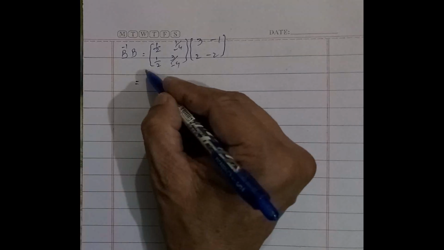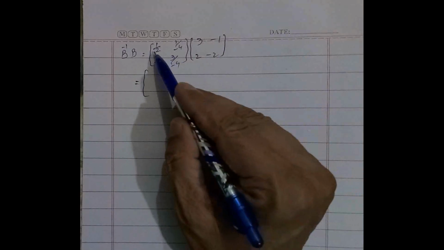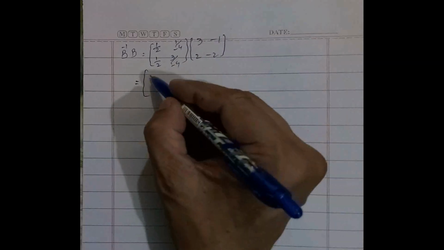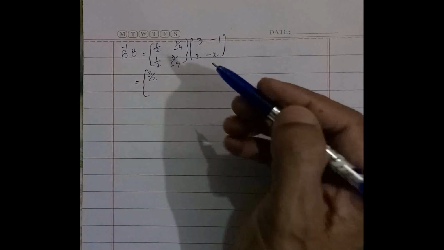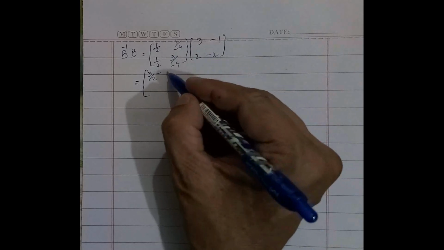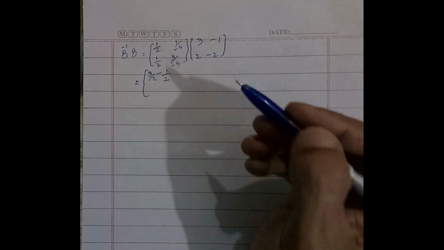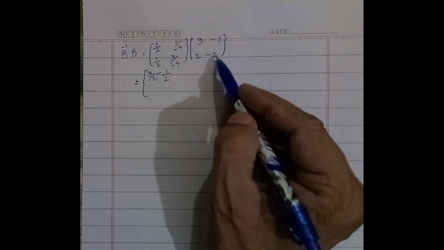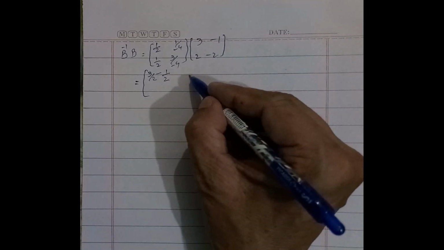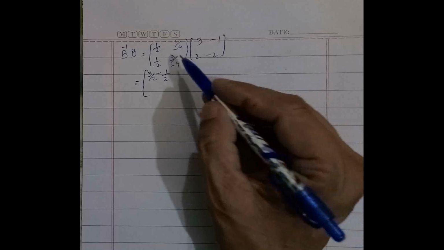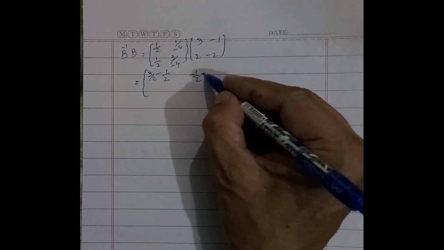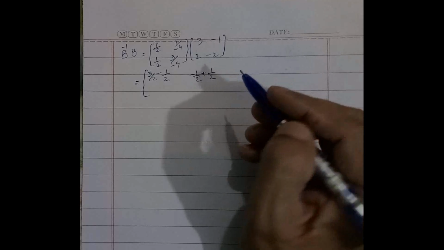Now let's start to multiply these two matrices. First row with first column. 1 over 2 multiplied by 3 over 2, we get 3 over 2. Minus 1 over minus 4 multiplied by 2 is equal to 1 over 2. First row with second column is 1 over 2 multiplied by minus 1, which is equal to minus 1 over 2. 1 over minus 4 multiplied by minus 2 is equal to plus 1 over 2.